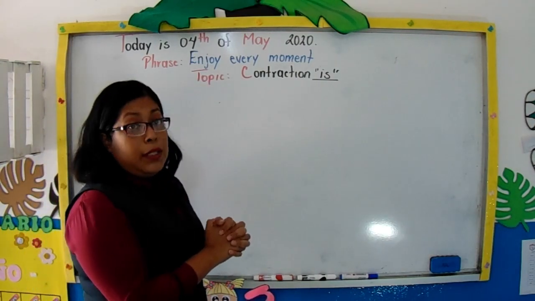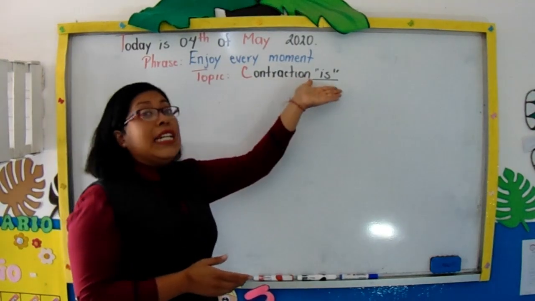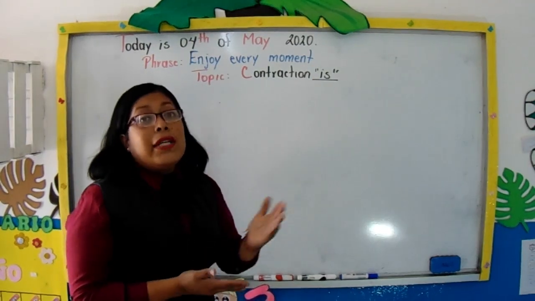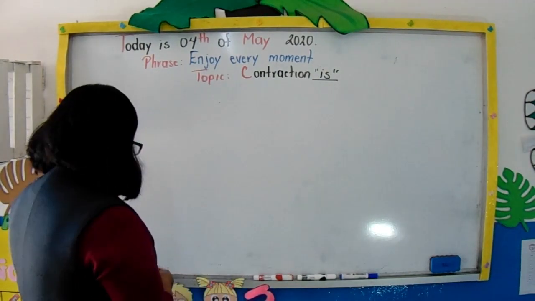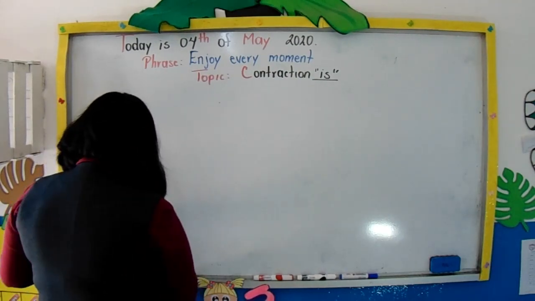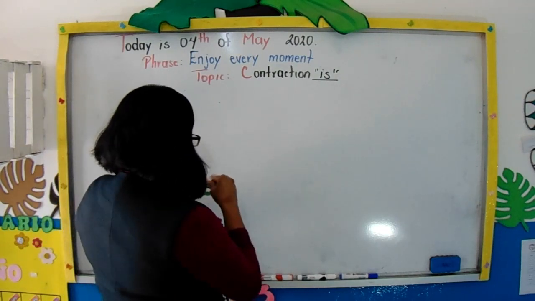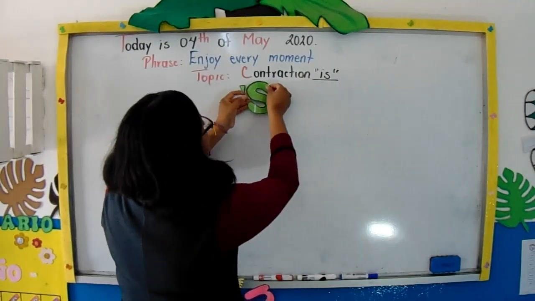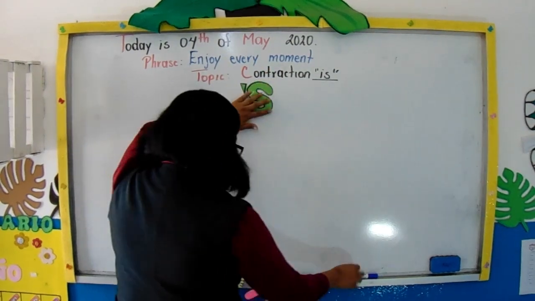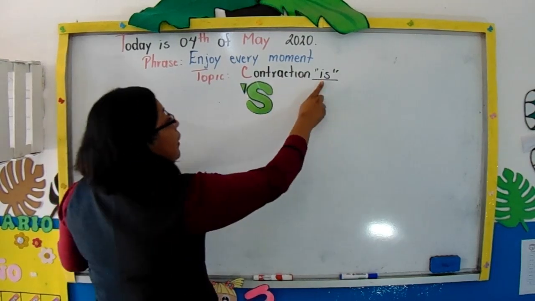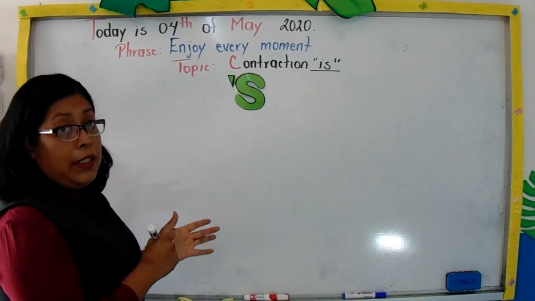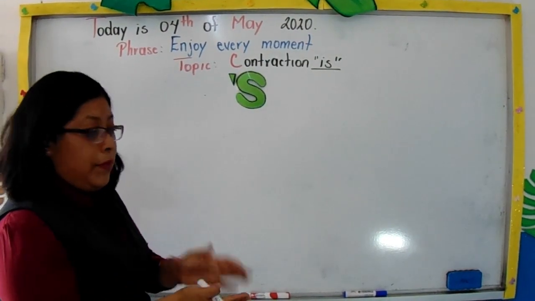Then we have the topic. The topic is contraction 's. In Spanish, the meaning of 'is' is es o está, right? So now we have to use the contraction. The contraction of 'is' is apostrophe s. This is the apostrophe s. Right? So we have to write the apostrophe. The meaning is the same, apostrophe s, and the meaning is es o está, right?